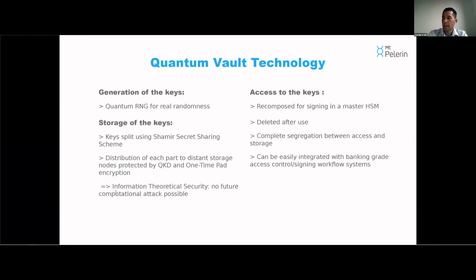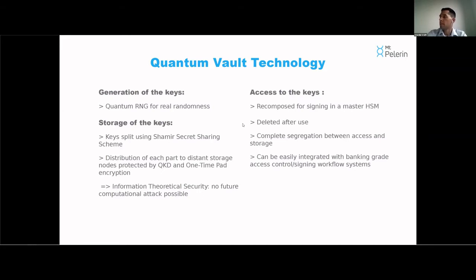So basically, with this system, we can say that we have information theoretical security, and even if we have quantum computers or anything, it will not be possible to attack this kind of technologies. Of course, there will be other attack vectors, but not on this specific area. So how do we access the keys? That's what I said earlier. It's recomposed for signing in the HSM, deleted after use.